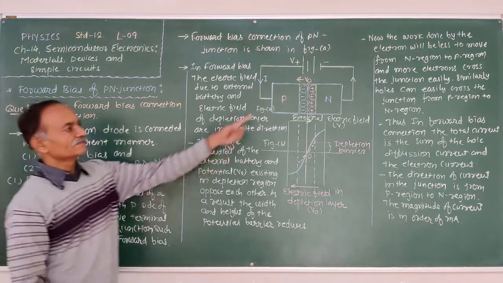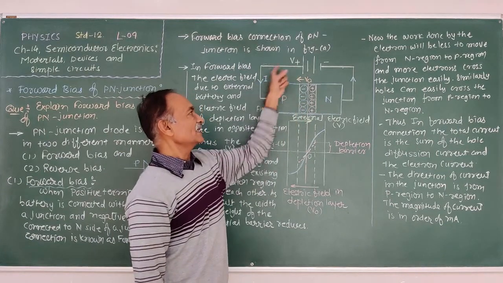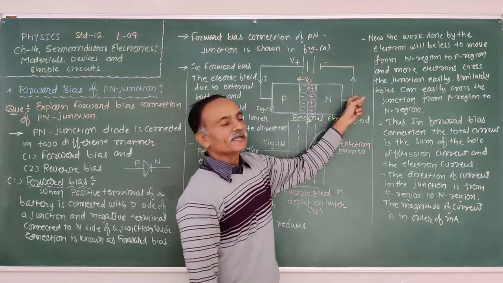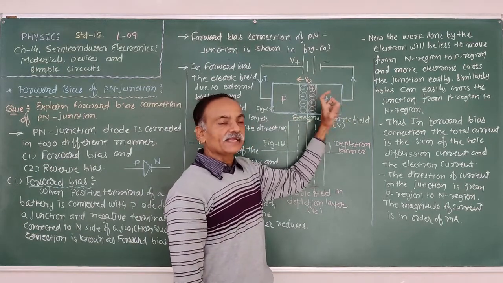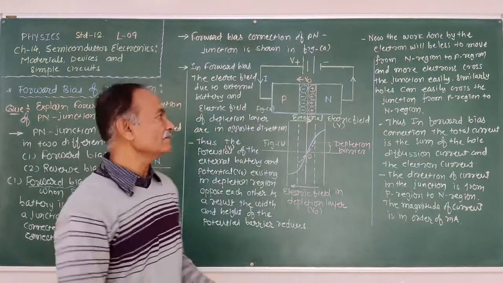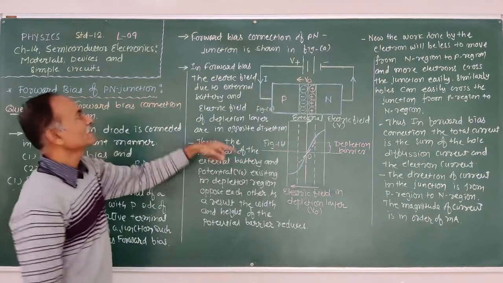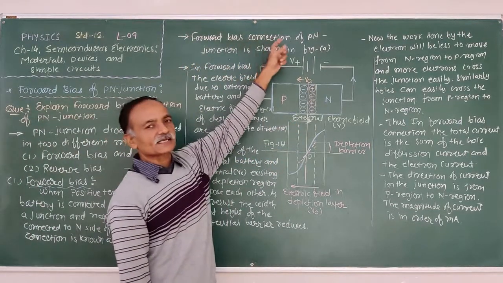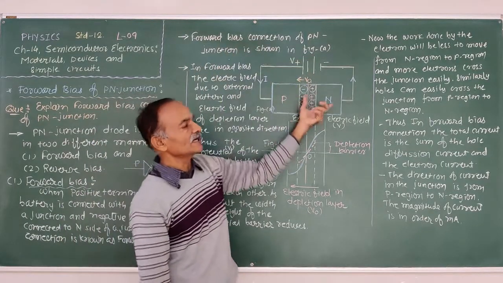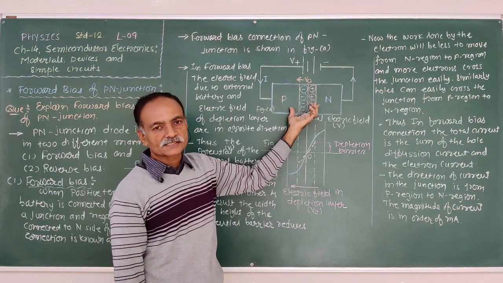That is shown in the figure. There is the PN junction. The P side is connected with the positive terminal of the external battery, and the N side, the N-type semiconductor, is connected with the negative terminal of the external battery. Such a connection is known as forward bias. Therefore, the forward bias connection of a PN junction is shown in figure A.